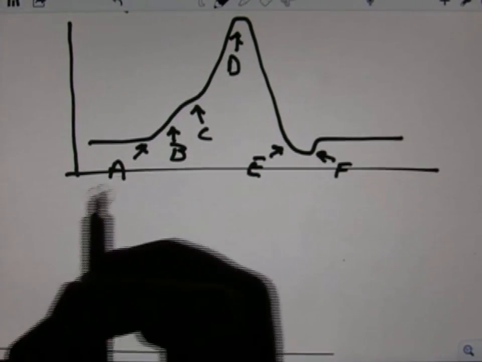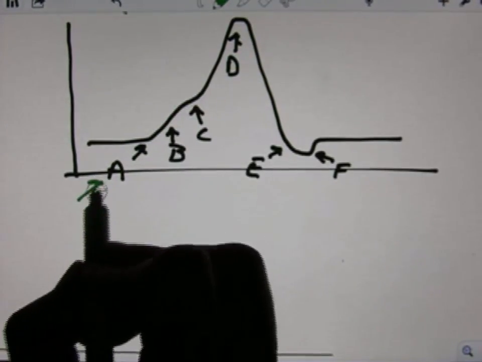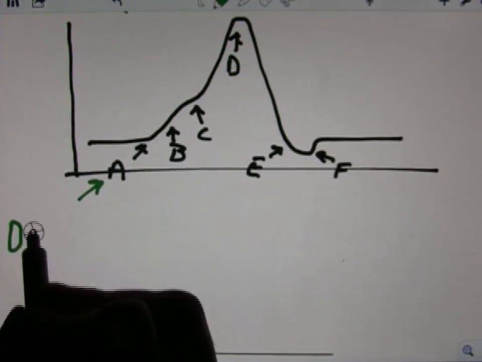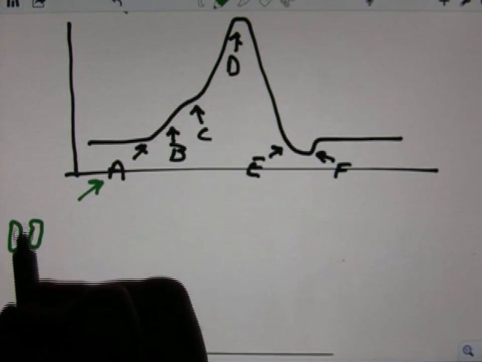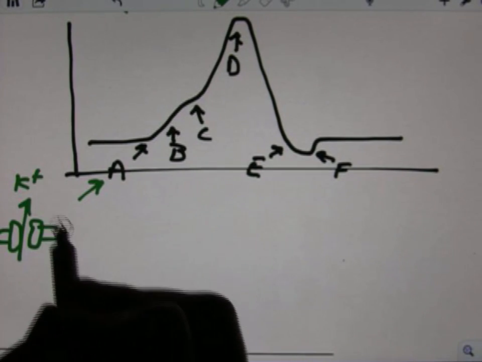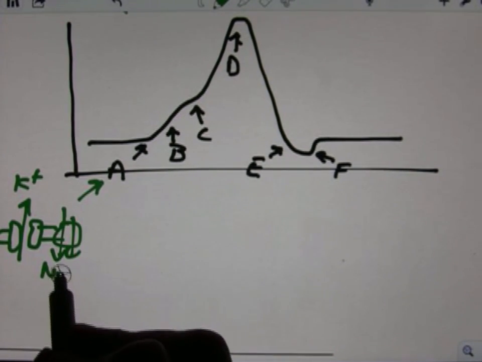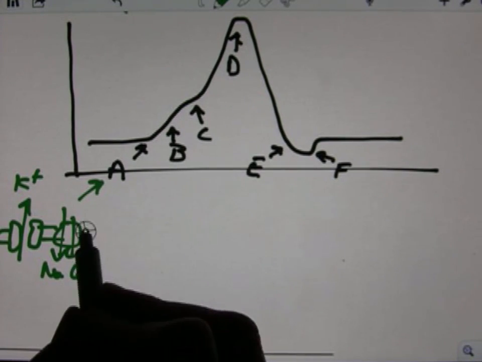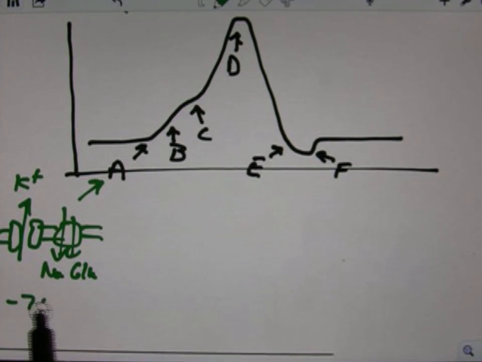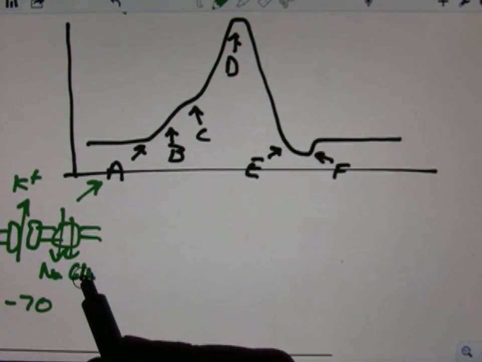At A, you have leak channels and secondary active transporters. And you're at minus 70. I'm not drawing the voltage-gated sodium and potassium channels because they're not doing anything.